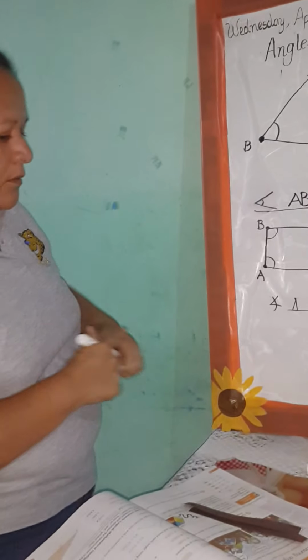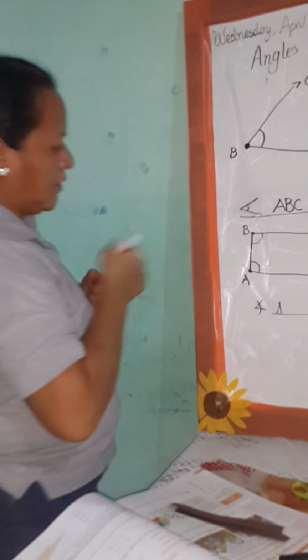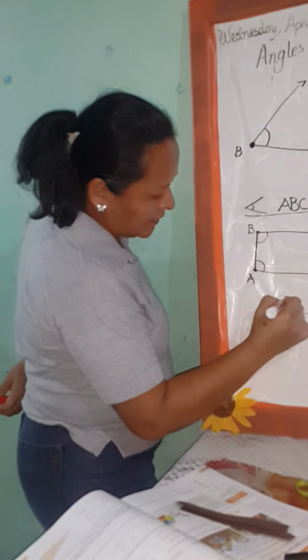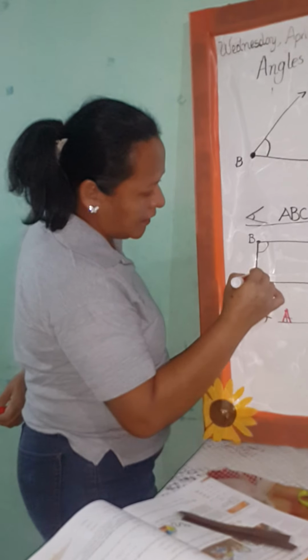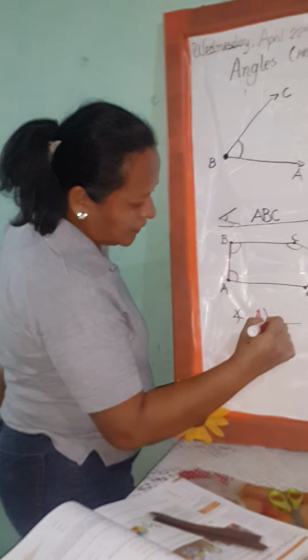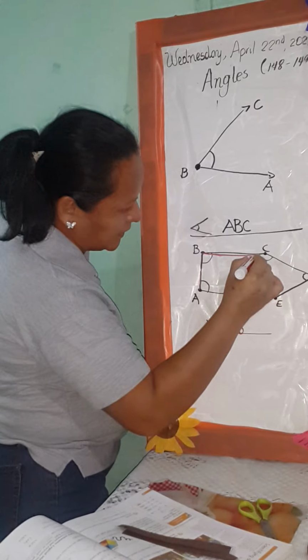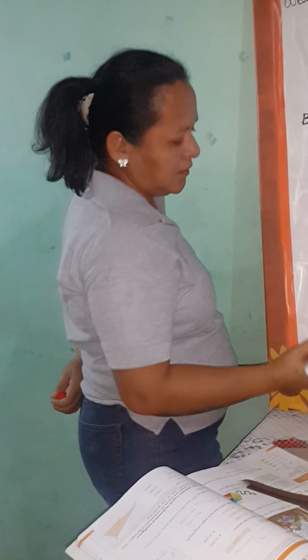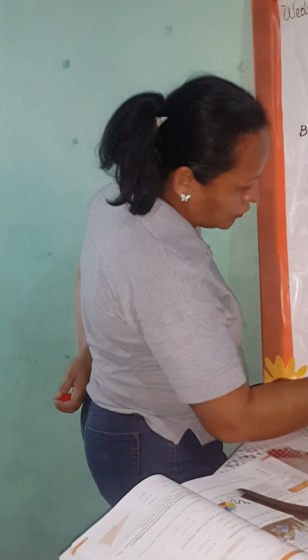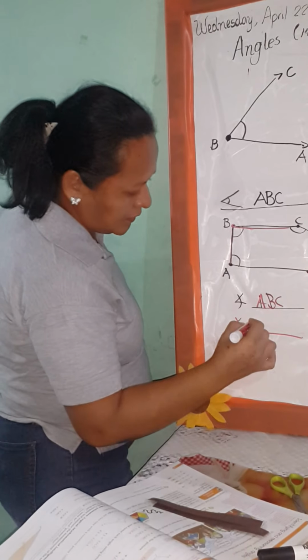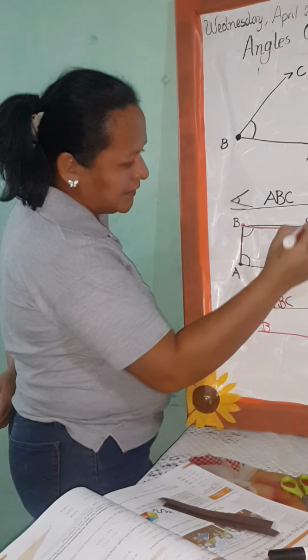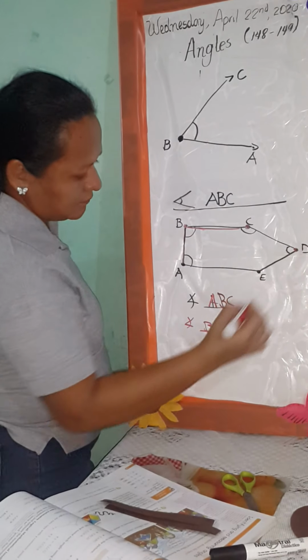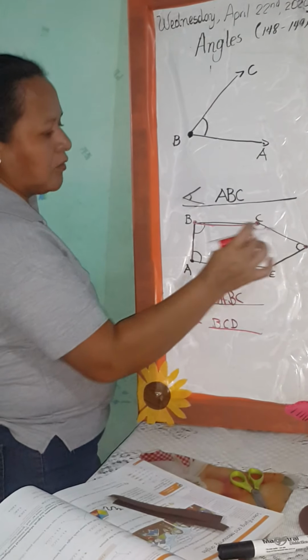Let me use another color. We have A. Let's read here B and C. This is the first angle that we are reading. Now let's read the angle from the B until the D. So what are you going to do? You read B, C, and D. This is the second angle in this figure.